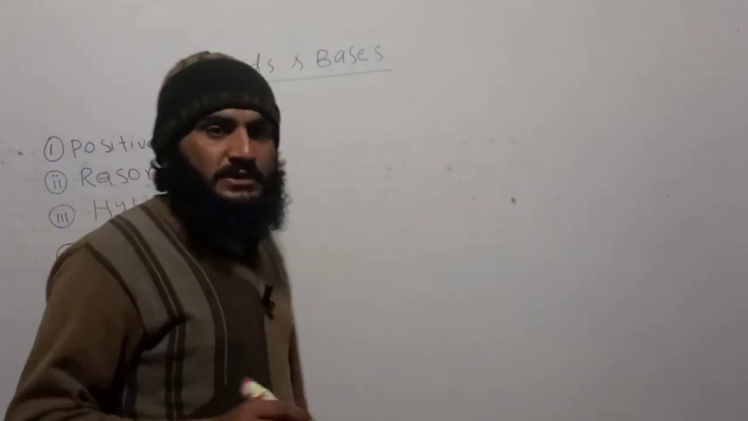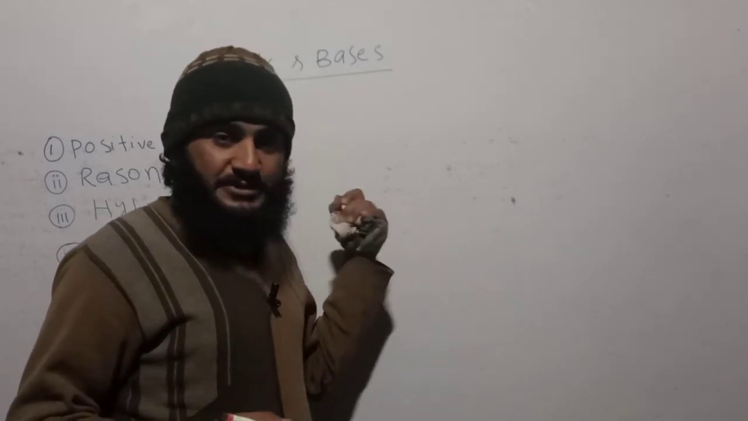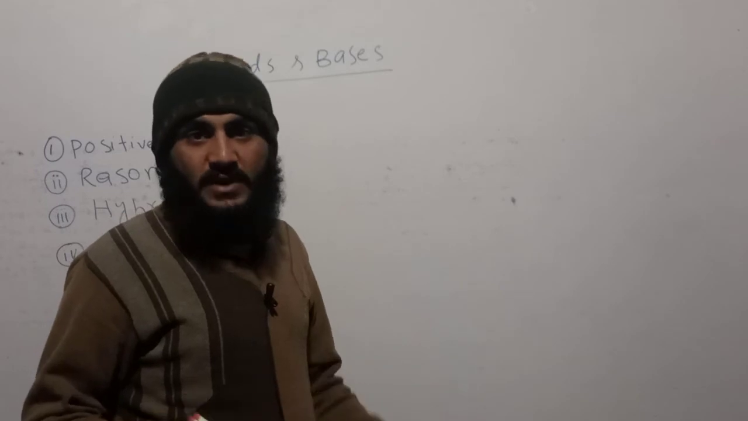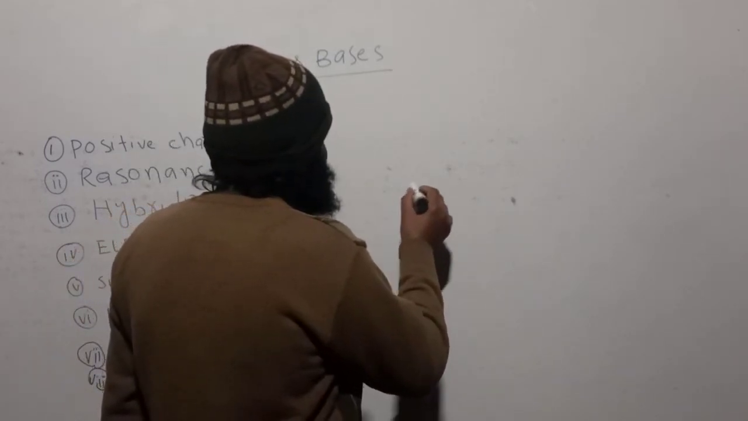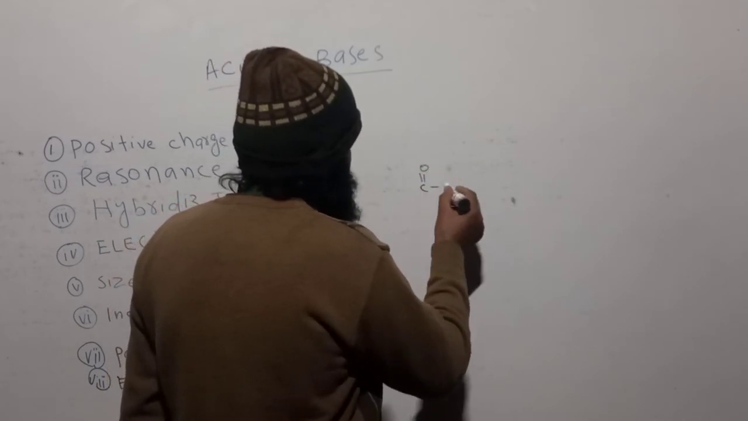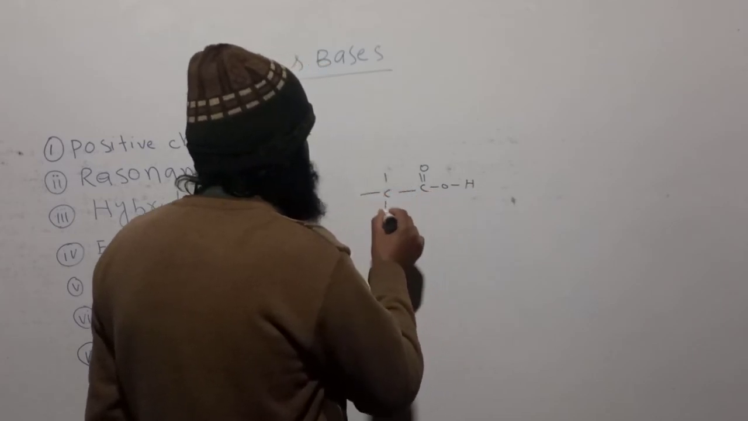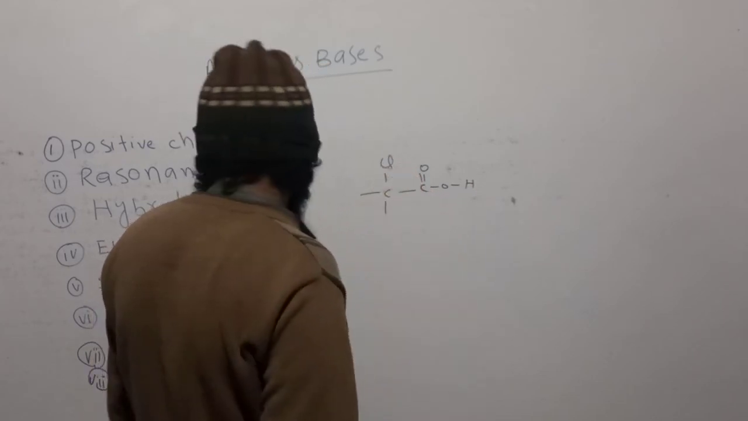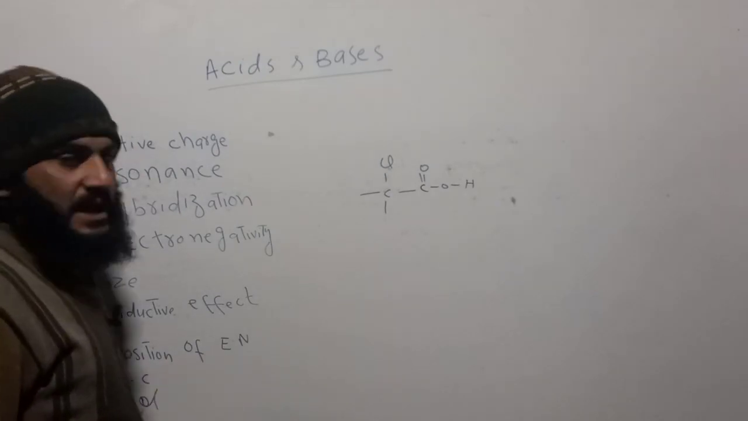Here we only explain our summary of the chapter. If you want to study this chapter in detail, you can watch our previous videos. So for example, this is an acid, this is an acid, OH. This is an acid, Cl is present here. Position of the electronegative atom, clear.